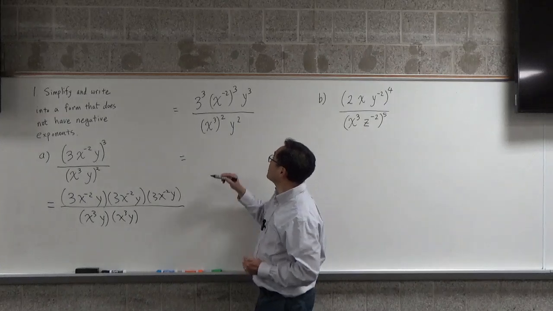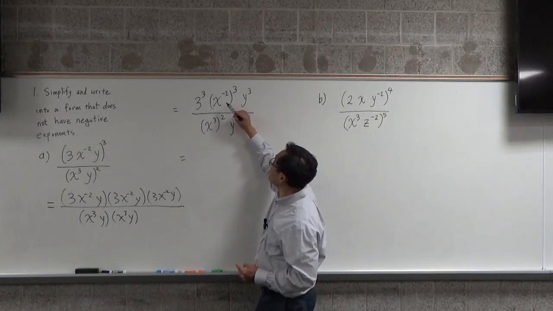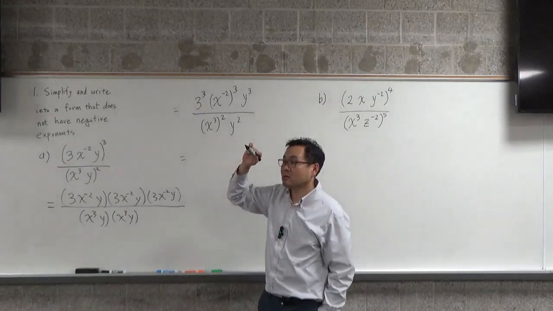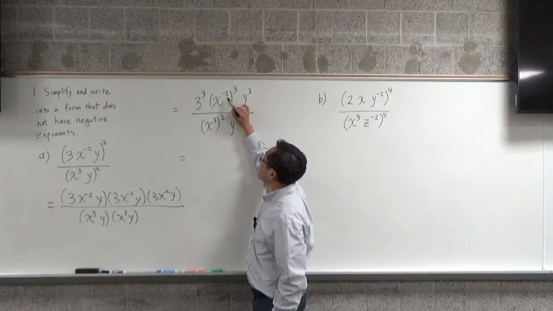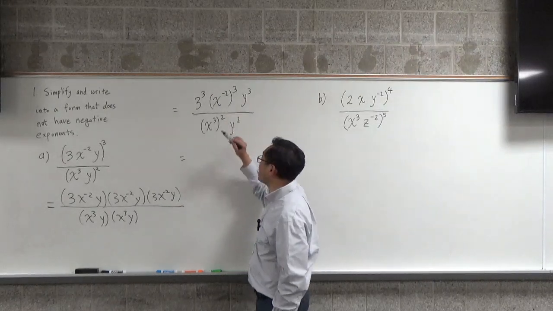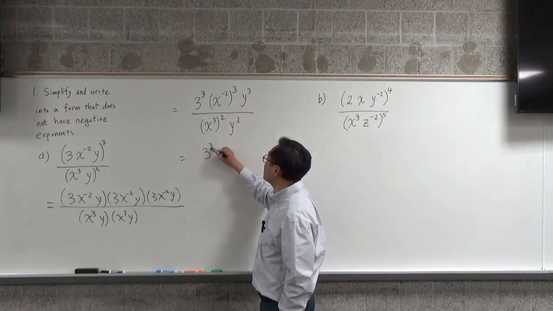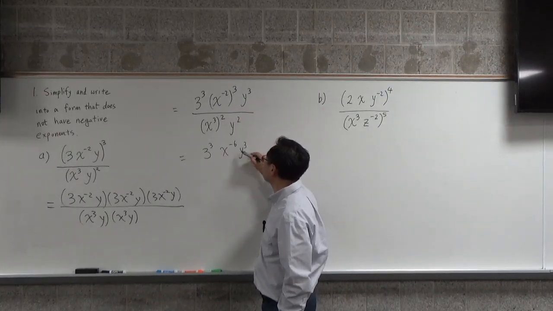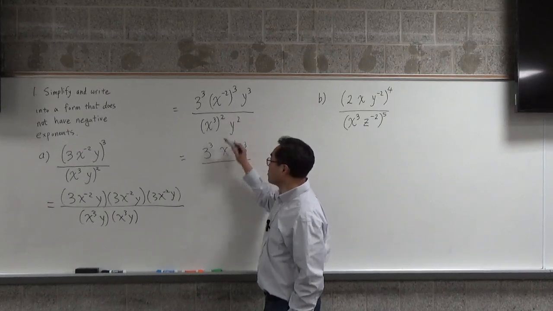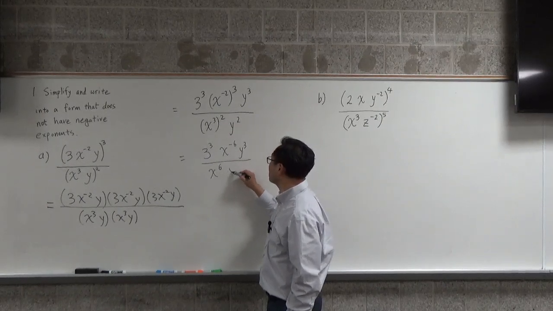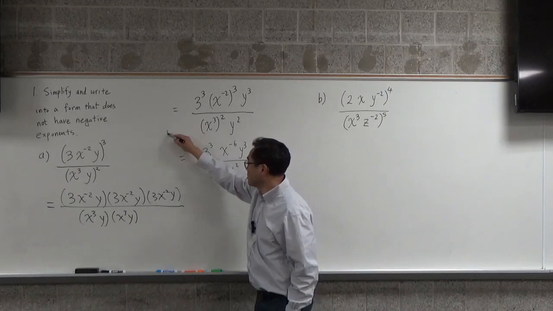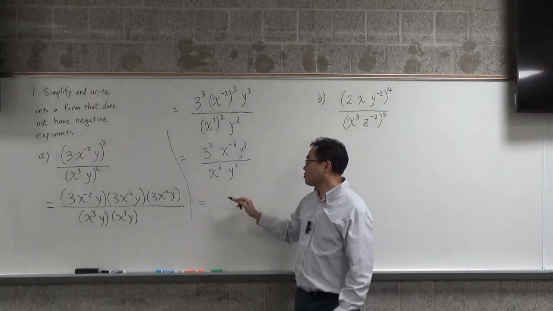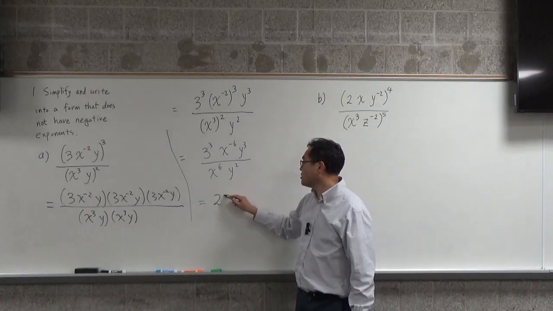Now let me ask, what is x to the negative 2, to the third? You multiply. If you have exponents outside and inside the parentheses, they multiply, right? So we're going to write down negative 2 times 3, which is negative 6. And then you have 3 times 2, which is x to the 6th, y squared. And then 3 cubed is 3 times 3 times 3, which is 27.